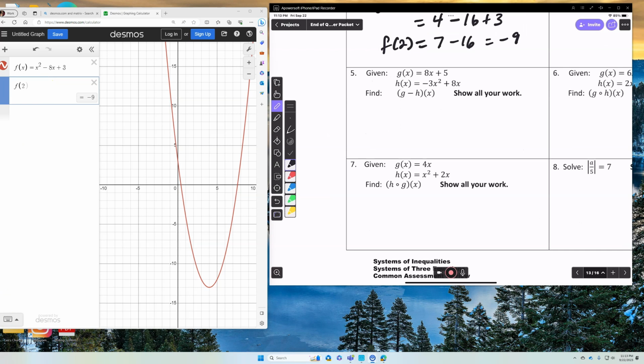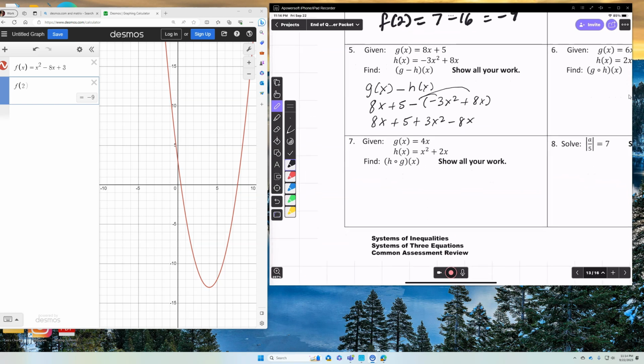Number 5, we have g of x minus h of x. So you have 8x plus 5 minus parentheses negative 3x squared plus 8x. What you have to do is distribute the negative. So you have 8x plus 5, and it's going to be a positive 3x squared, and then negative times positive 8x, which is negative 8x. I'm kind of running out of room, so I'm going to try to put it here.